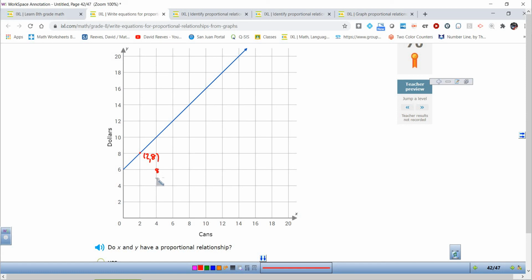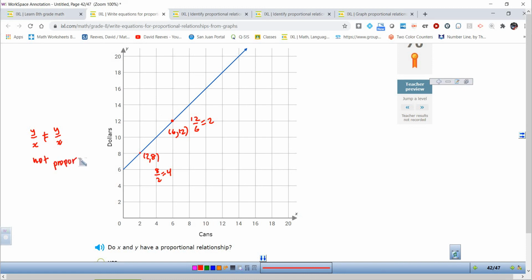If I do 8 divided by 2, what do I get? I get 4, right? But if I do this one right here, this point is 6, 12. All right, if I do 12 divided by 6, I get 2. Do you see how they are not the same? All right, so y divided by x did not equal y divided by x, so this relationship is not proportional.